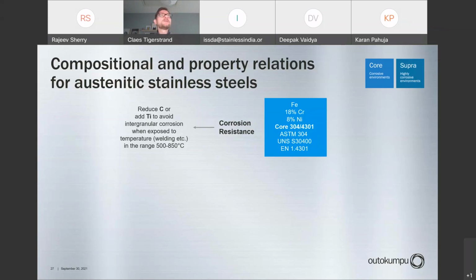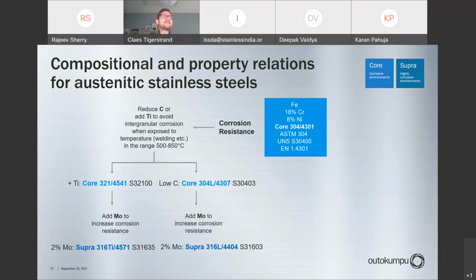So to address this, we have two different ways of doing that. Either you add, like for the ferritic grades, you stabilize them with titanium, and from the 304 you then get the grade that we call the Core 321. So that is a type 304 where we have added titanium. Or you can lower the carbon content, and then you see you get the L there. So the type 304L, the L means that you have a low carbon content.